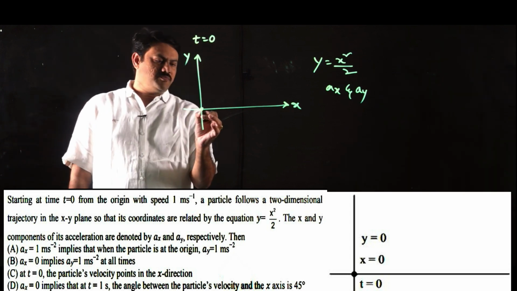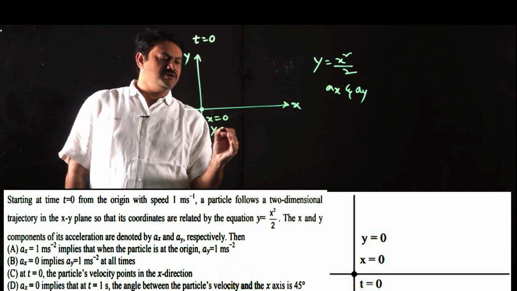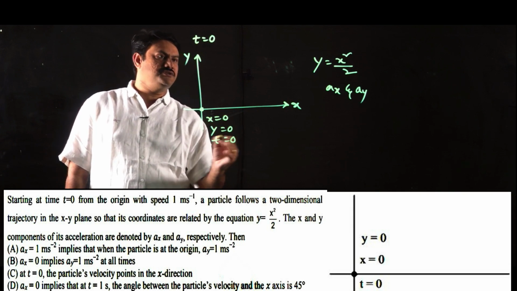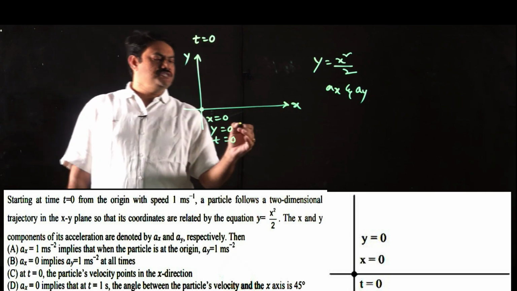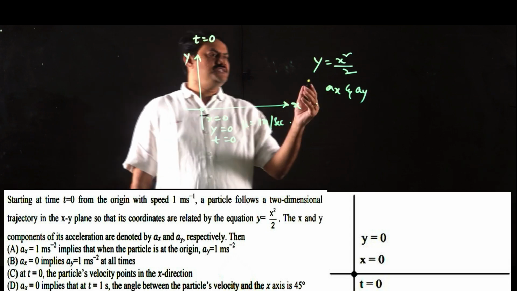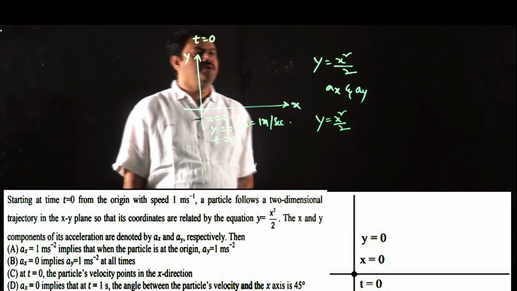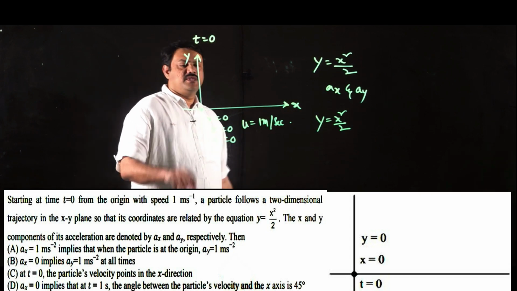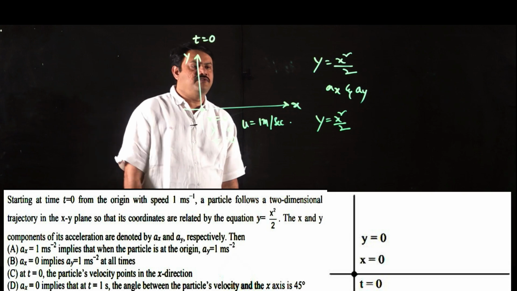Okay, now according to the problem, given at x is equal to 0, y is equal to 0, t is equal to 0, and the speed is given u is equal to 1 meter per second. Now according to the equation y is equal to x square by 2, at t is equal to 0, x is equal to 0, y is equal to 0 and u is equal to 1 meter per second.